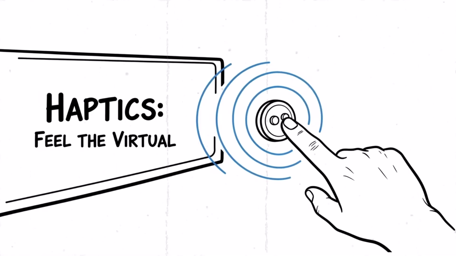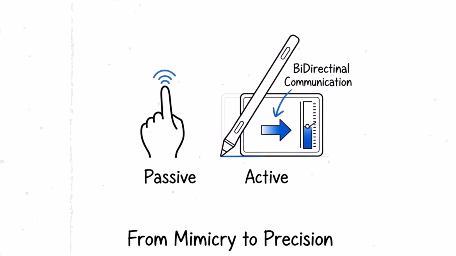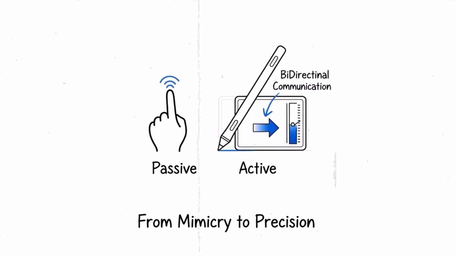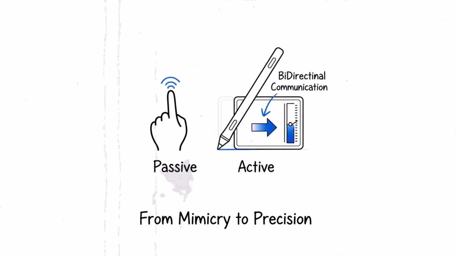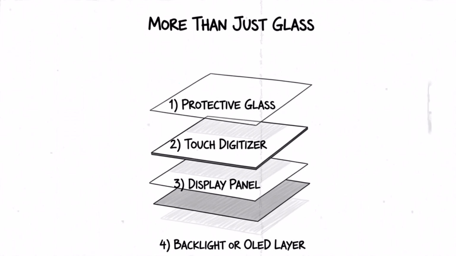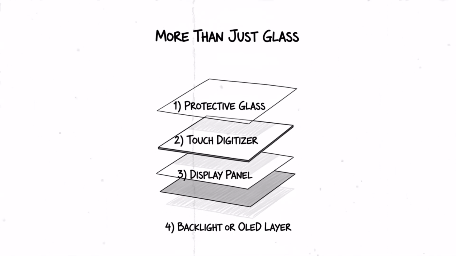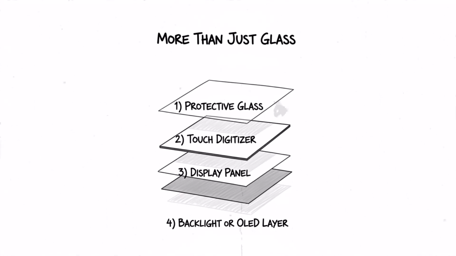Now let's talk about durability. Modern touchscreens use strengthened glass. Scratch resistance, impact resistance, and chemical durability are critical. Beneath the glass are multiple layers. Protective glass, touch digitizer, display panel, backlight or OLED layer. Each layer serves a purpose. Touchscreens are not just glass panels. They are layered systems engineered for clarity and durability.